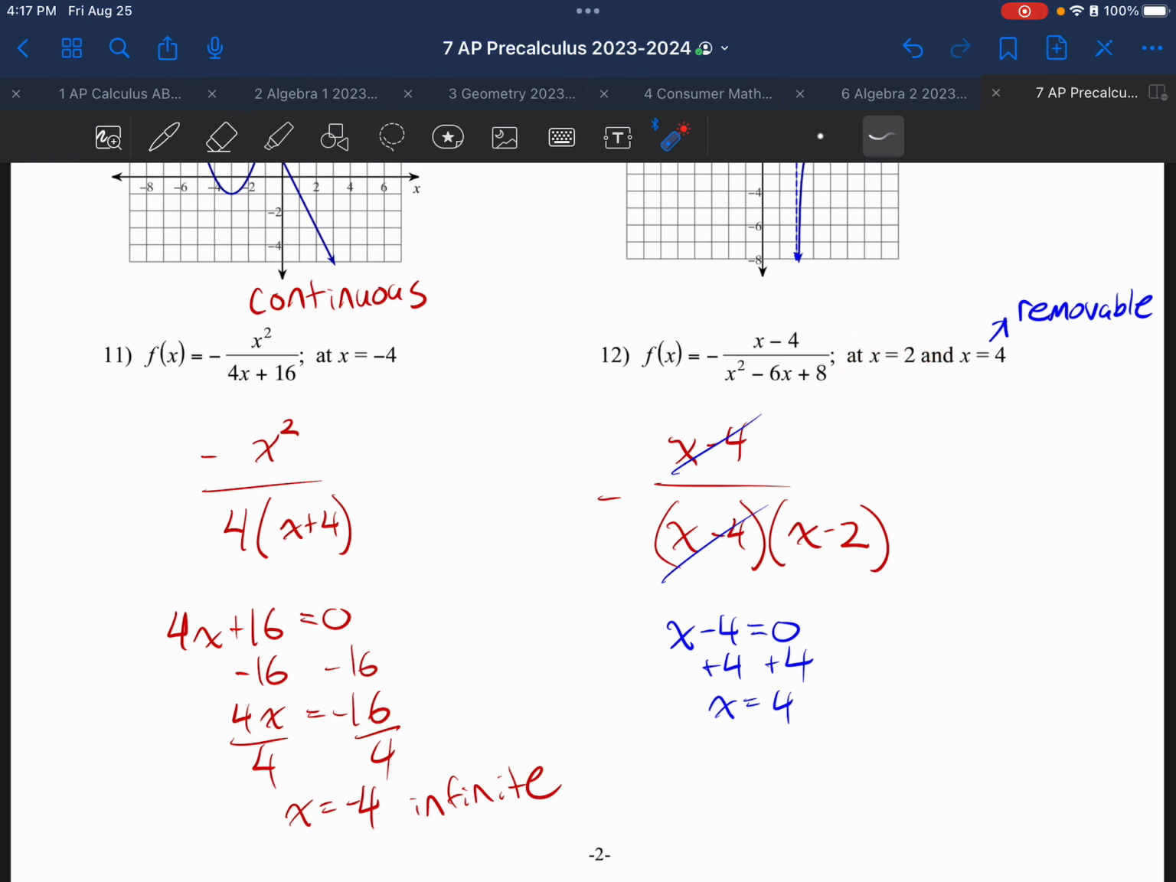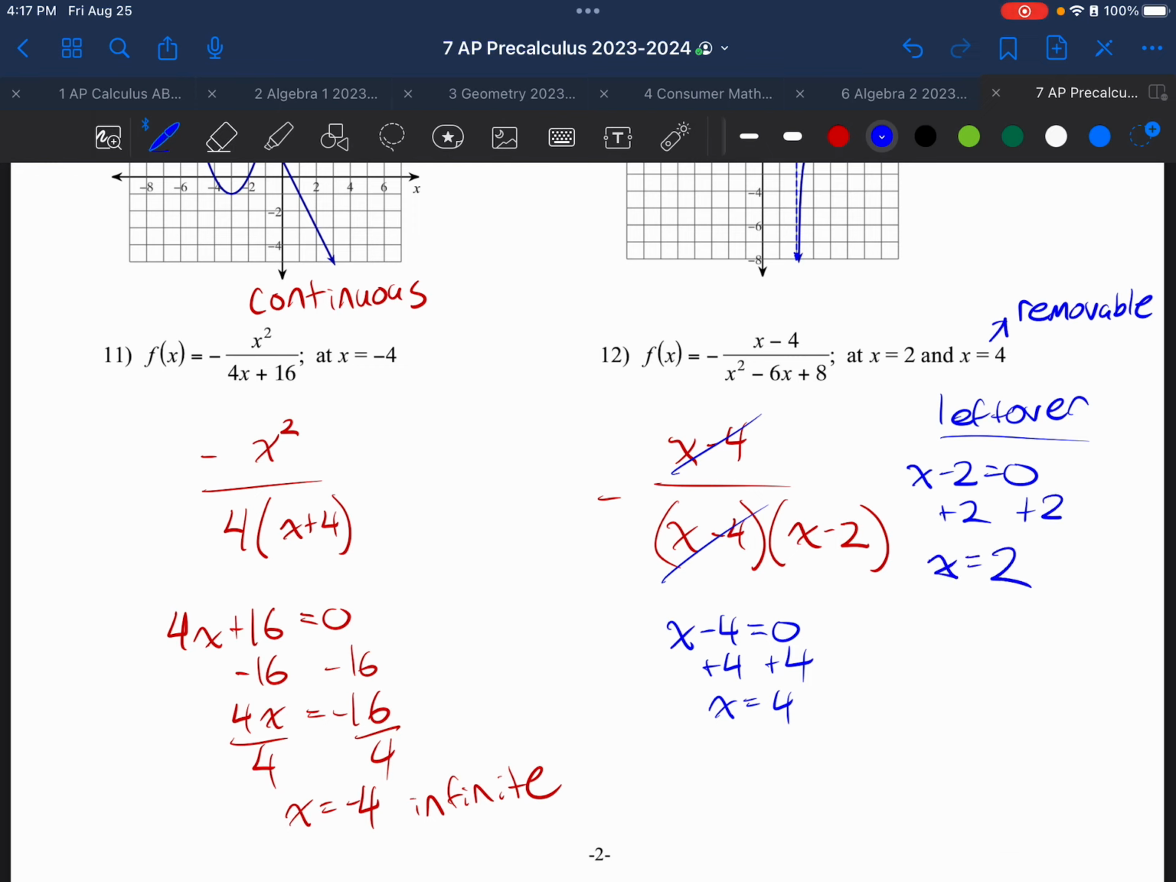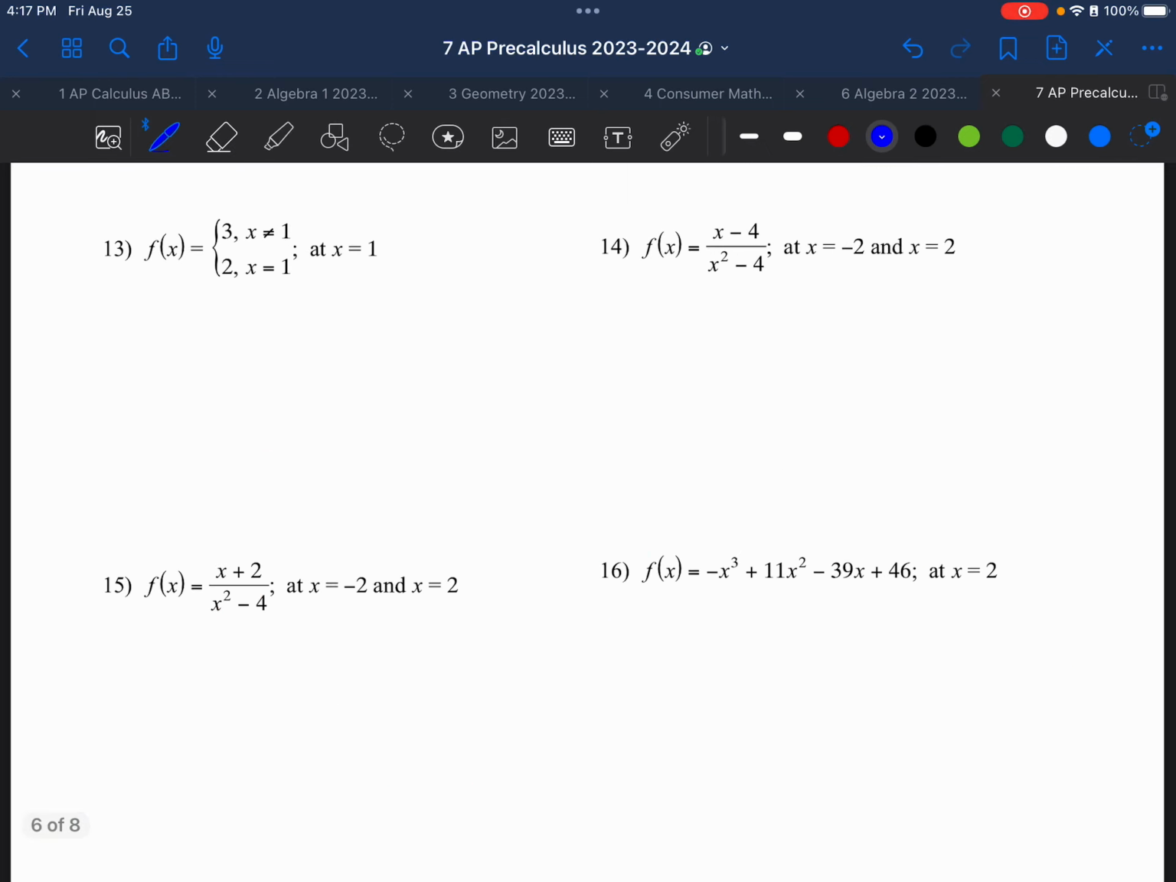And what about x equals 2? X equals 2 is going to be their leftover, and we're just going to set that equal to 0. X minus 2 set equal to 0. This is our leftover section. And if I add 2 to both sides, I get x is equal to 2, and therefore that is our infinite. This one is our infinite discontinuity.